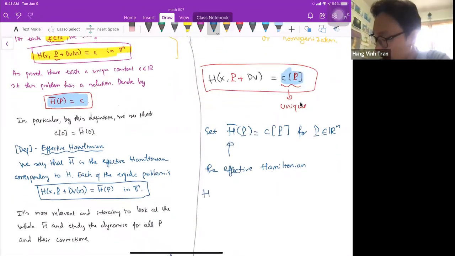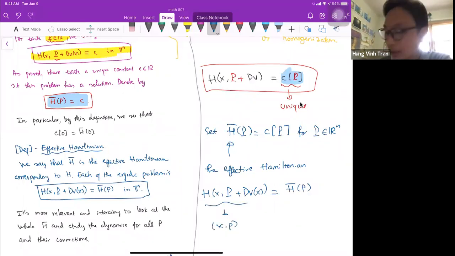Because you look at the problem, right? H of x, p plus dv of x equals h bar of p, right? On this side, you have h depending on x and p, and on this side, you have h bar depending only on p.